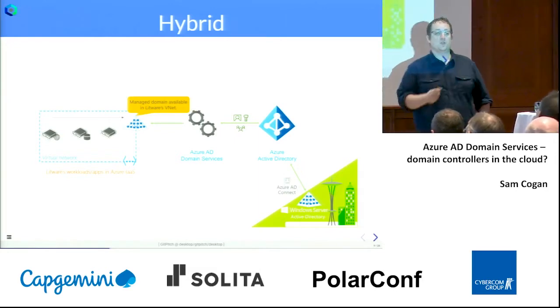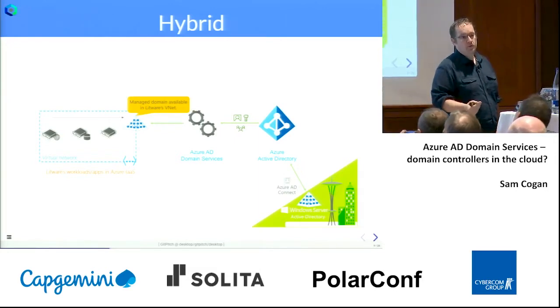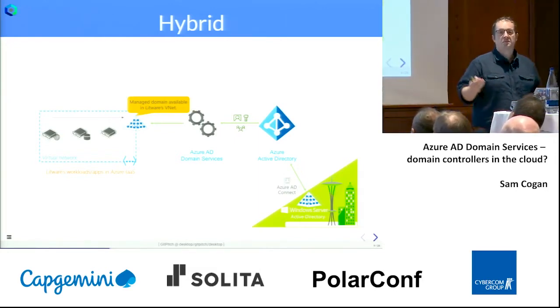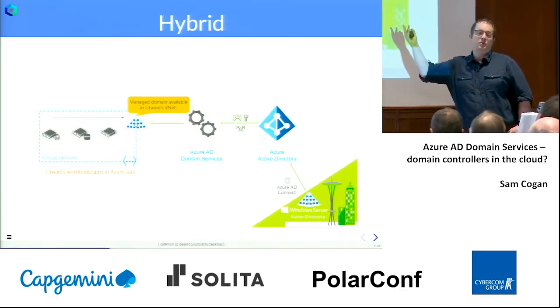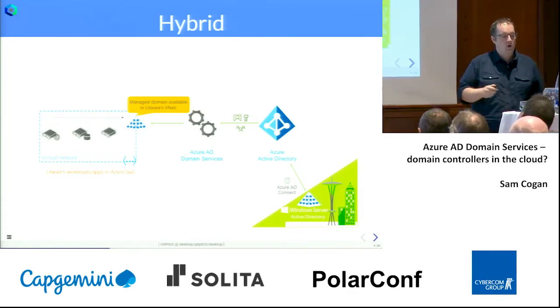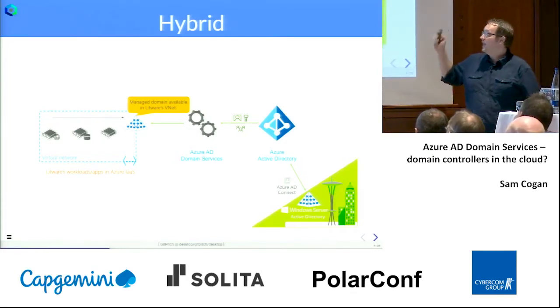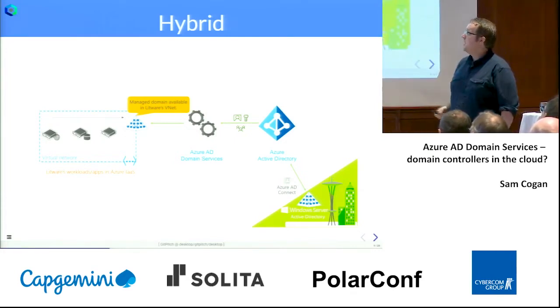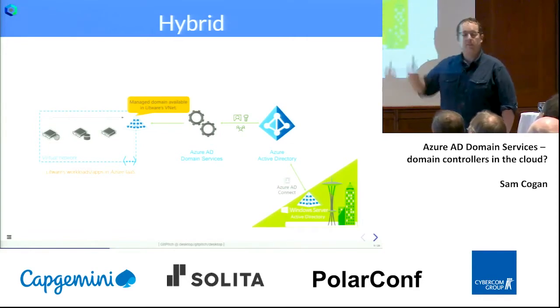So most people who are using on-premise AD and have Azure and Azure AD are probably using Azure AD Connect. So that's the tool that allows you to synchronize your users and groups from your on-premise domain controllers up into Azure AD and use them for cloud authentication. So in this scenario, you can continue doing that. You're just adding, again, domain services as an extension to that.